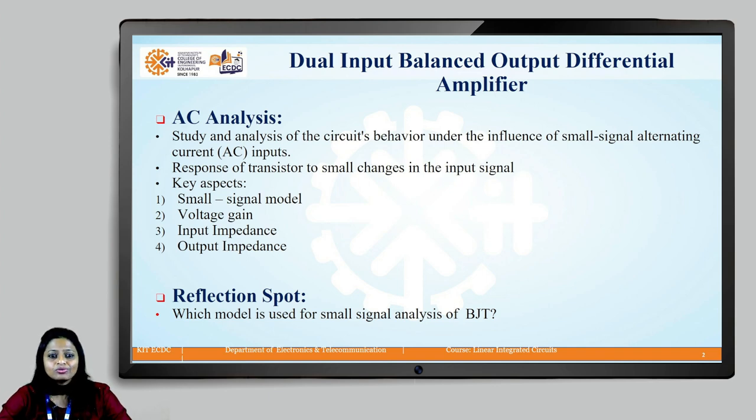Welcome back. So I had asked you a question: which model is used for the small signal analysis of BJT? The answer is we use the H model, that is the hybrid model, for the small signal analysis of BJT. Why hybrid? Because it includes voltage and current in the analysis, and that is why it is called a hybrid model. Now here, instead of the hybrid model, we are going to make use of the R model. The H model is a little bit complex to understand. Therefore, instead of using the H model, we will use the R model, which is a reversed H model.